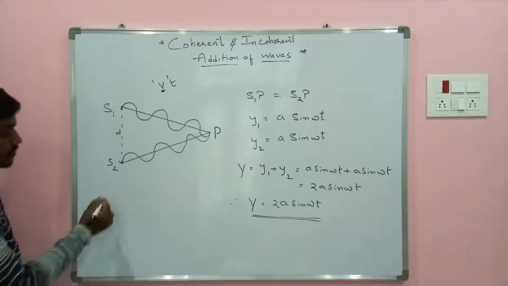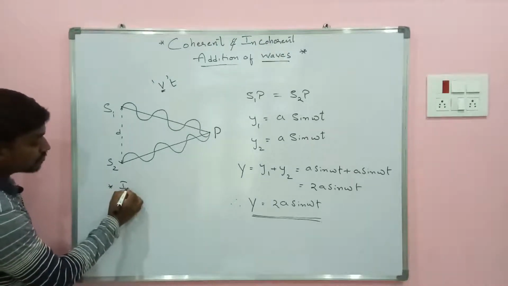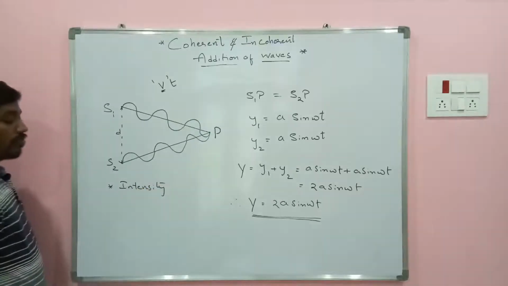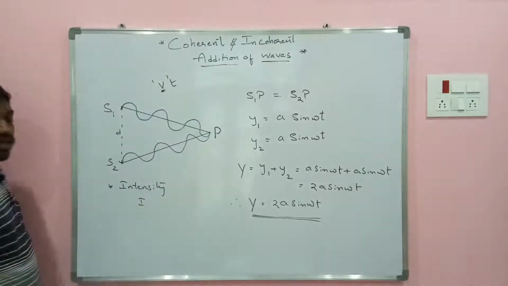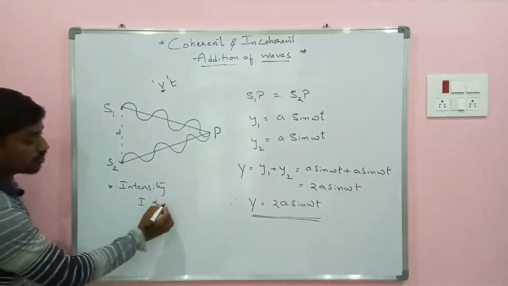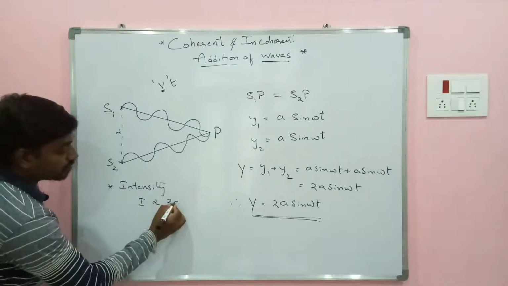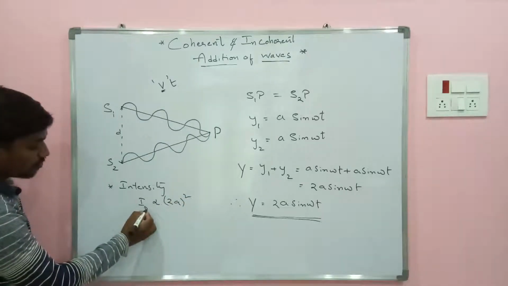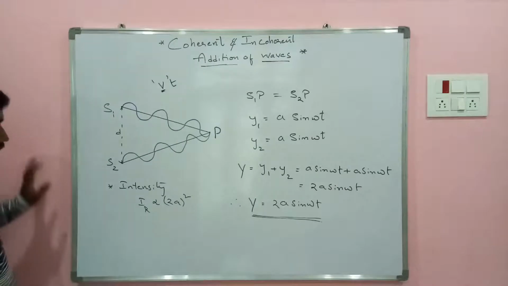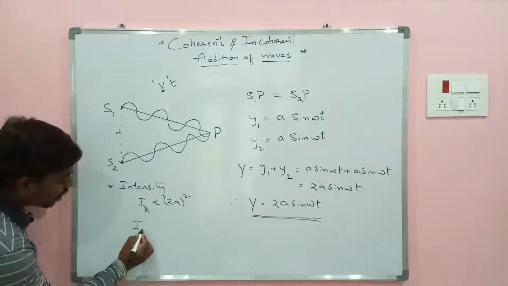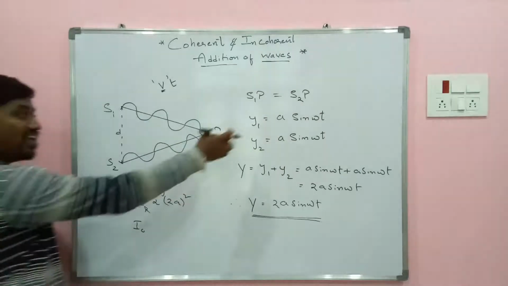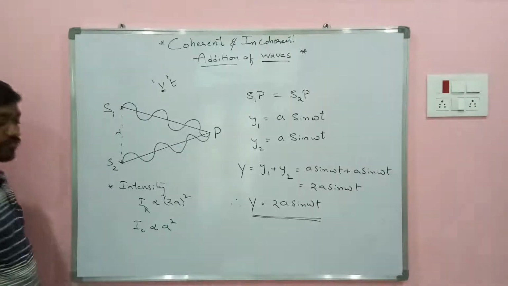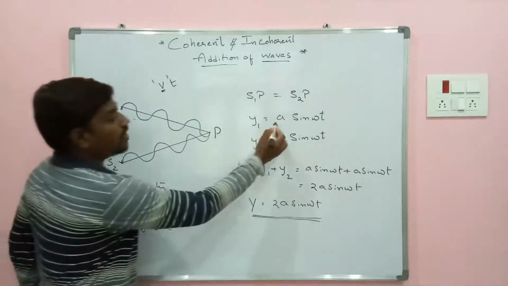Now we know that the intensity I is proportional to the square of the amplitude. Let it be the intensity of your resultant wave. Similarly, let I naught be the intensity of the initial waves. This is also proportional to A square, the square of the amplitude.